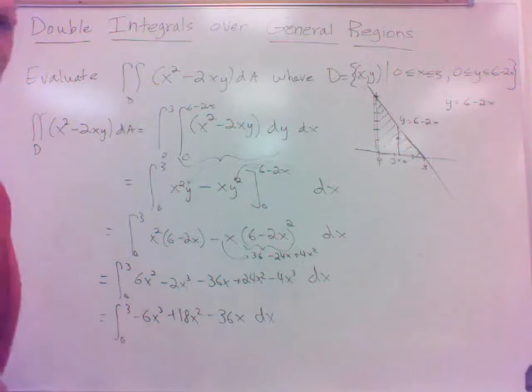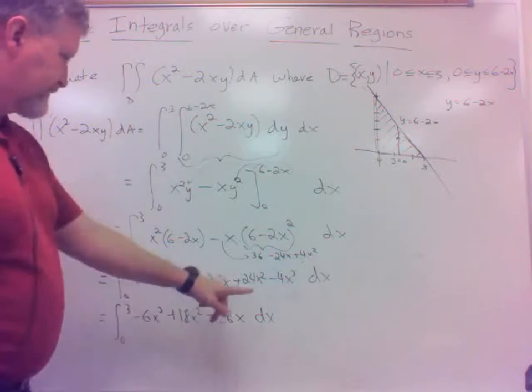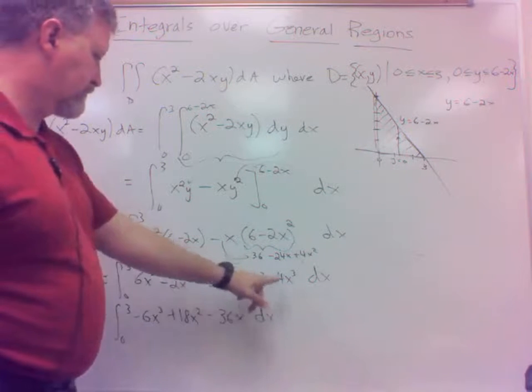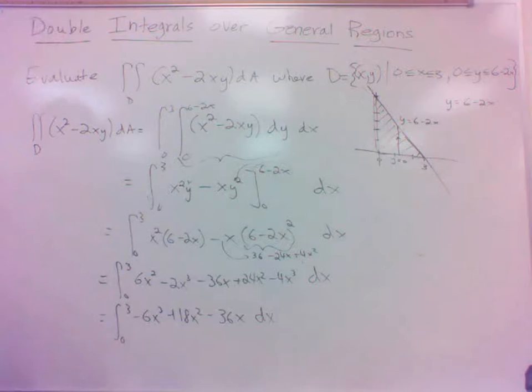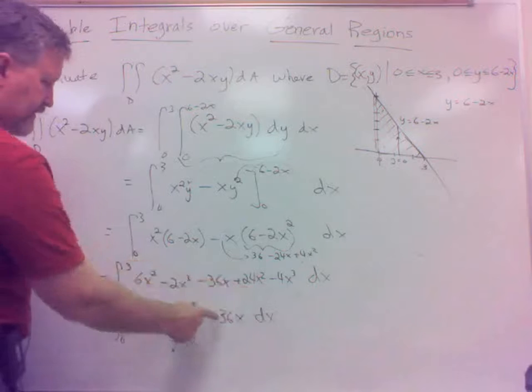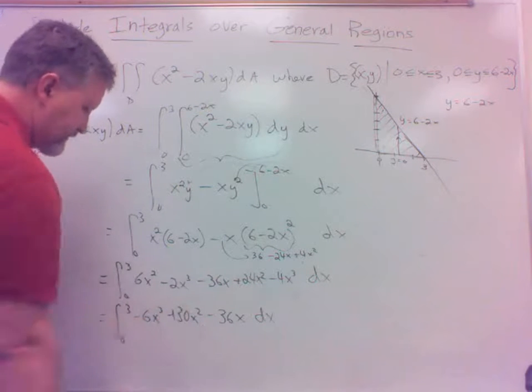And so we evaluate that. Is that right? Looks okay? I got something else. You got 30x squared? I believe you're right. Okay, so I subtracted instead of added. So it should be 30x squared. Just checking you.